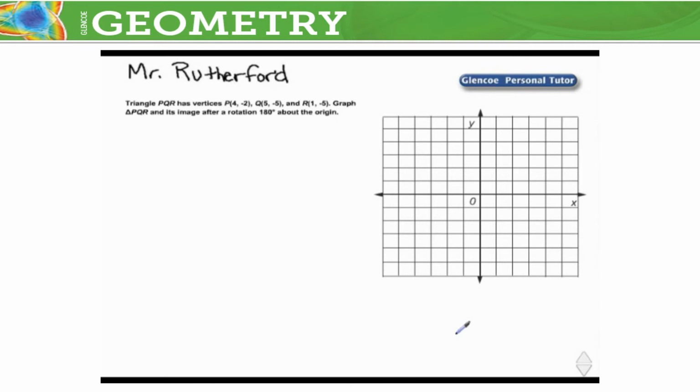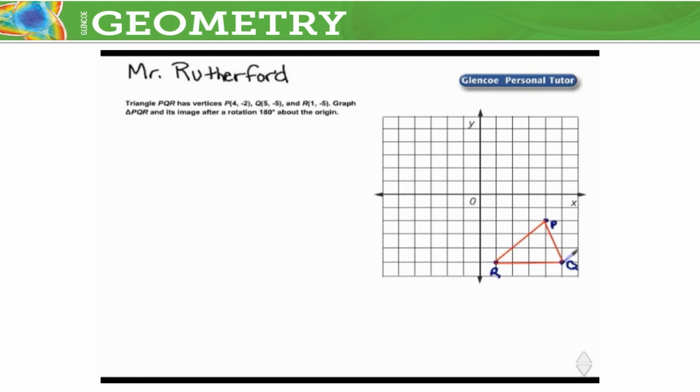So first, let's plot our points P, Q, and R, which give us the vertices of our triangle PQR. So P is 4, negative 2. We'll label this point P. Next we have Q, which is 5, negative 5. Label this Q. And then R, which is 1, negative 5, and we'll label it R. Then we'll connect our points, or vertices, with a straight line between each to make our triangle, PQR.